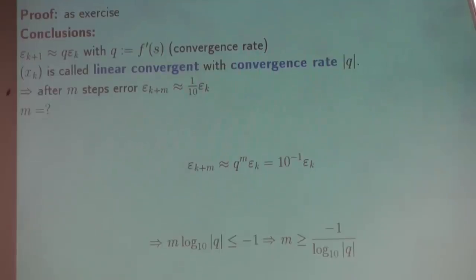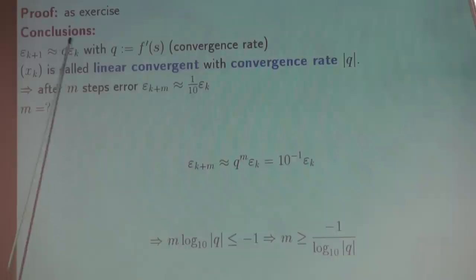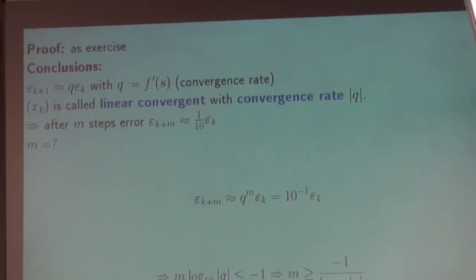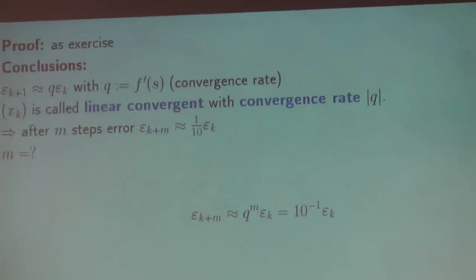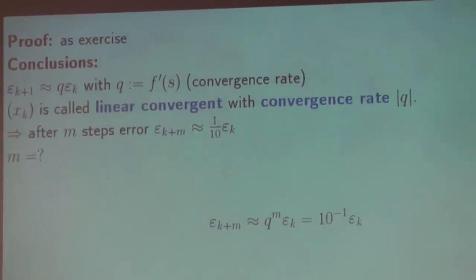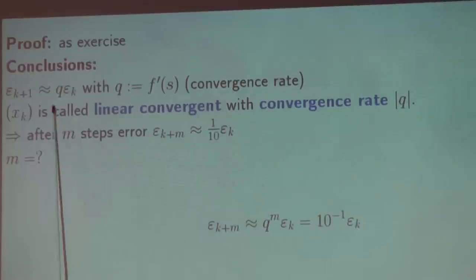And because this right-hand side is a linear function, we call such a process linearly convergent. This is a linear convergence, with the convergence rate q.